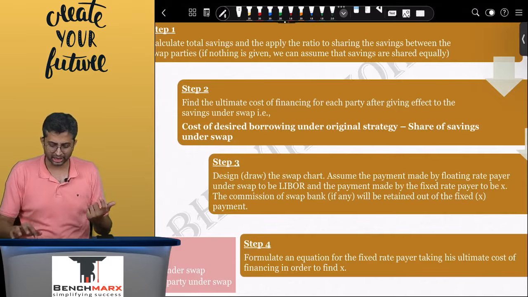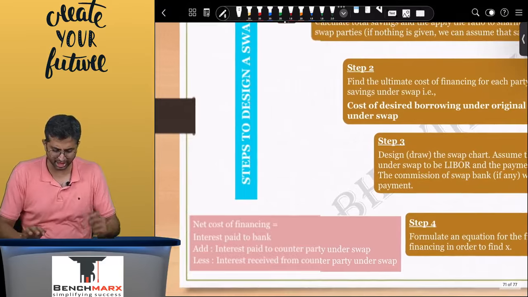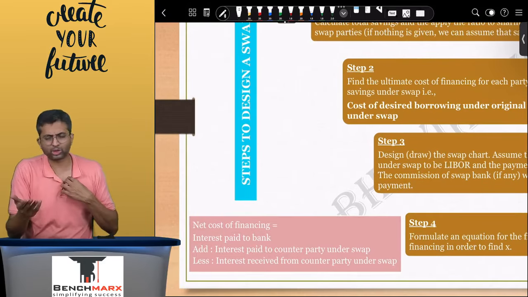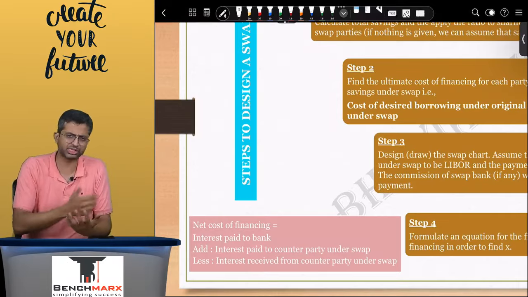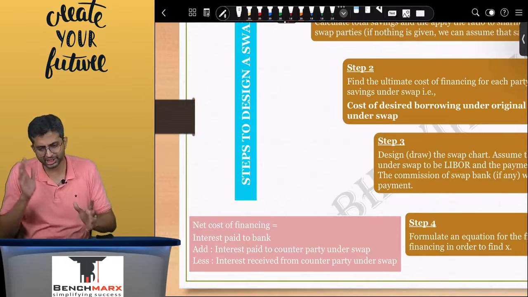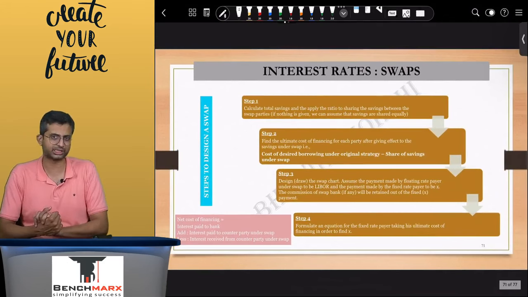And once you have done that, in the last step, you will formulate an equation where you will have those three items: your interest paid to your bank, which you will know, plus the interest paid to the counterparty under the swap. Let us say you are paying the fixed interest, so plus X minus the interest received, minus LIBOR, will give you, let us say, your net cost of financing. And once you can do that, you find X. You will do some practice and this will easily sail through.